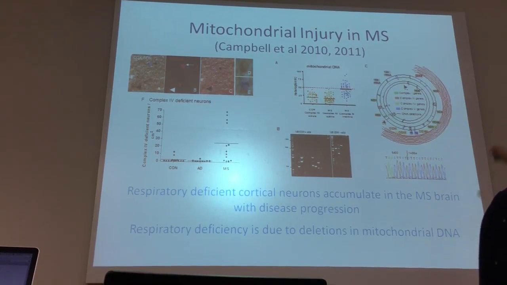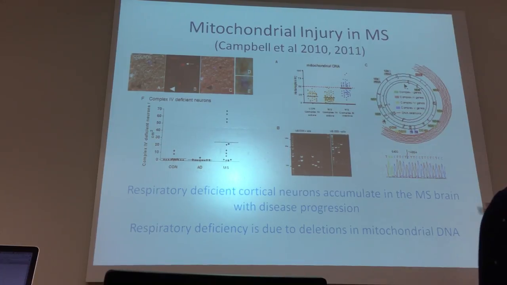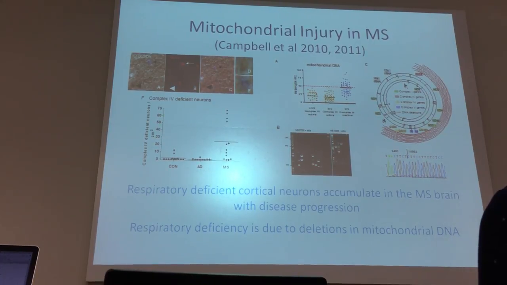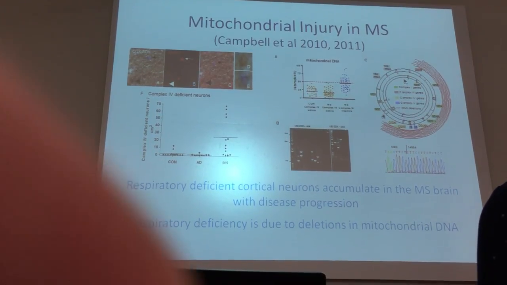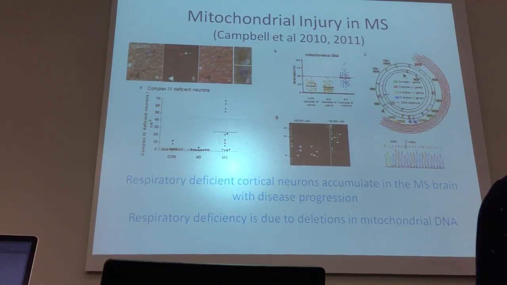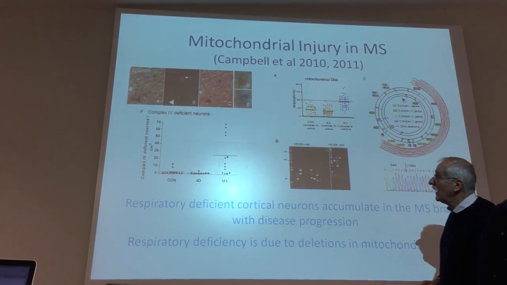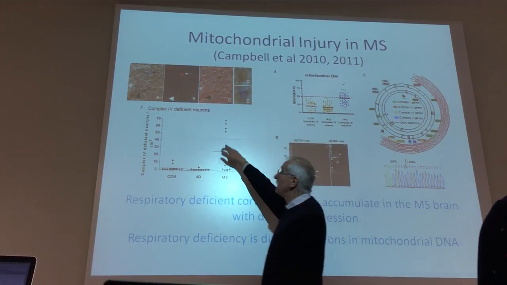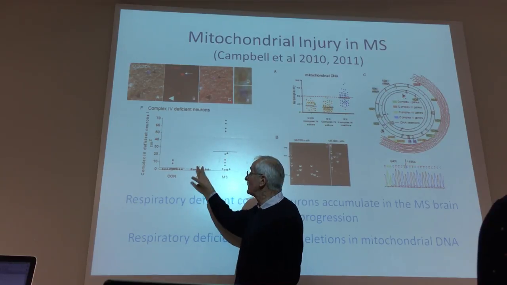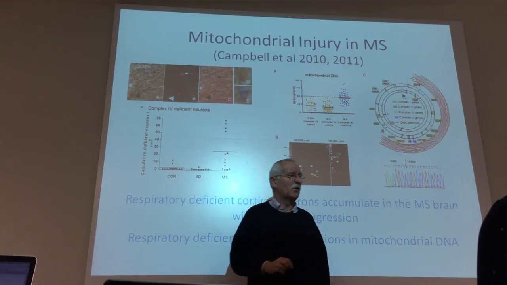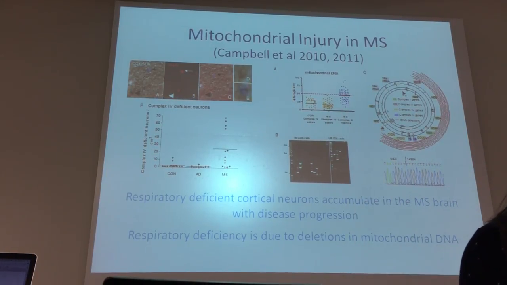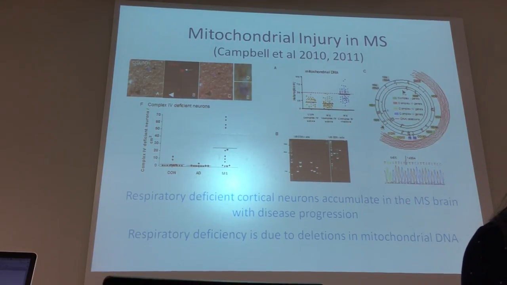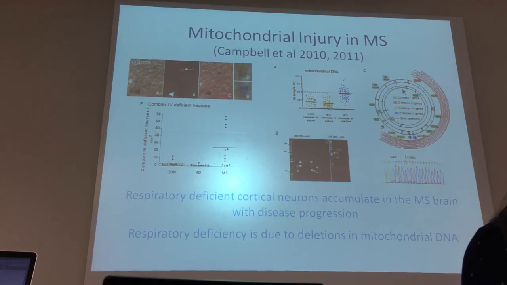And what you then see is in these particular cells with these respiratory deficiencies, you see widespread and massive clonal deletions of the mitochondrial DNA. And that is particularly the case in multiple sclerosis. And then you see, for instance, in Alzheimer controls, this is very little. So there is also oxidative damage in Alzheimer's disease, but it's apparently much, much less pronounced than in MS.